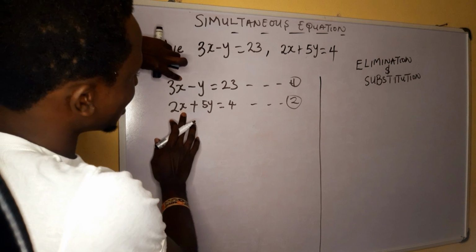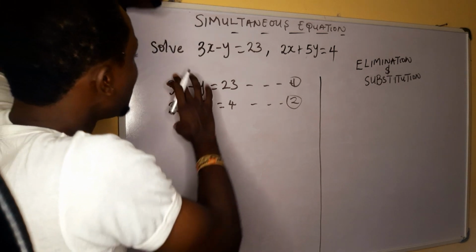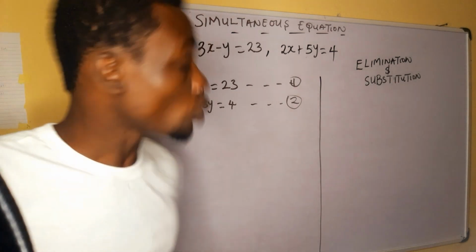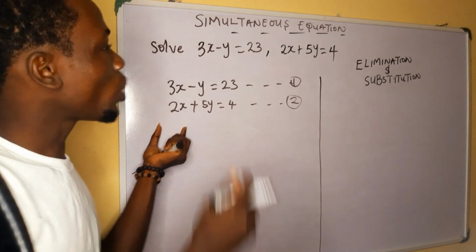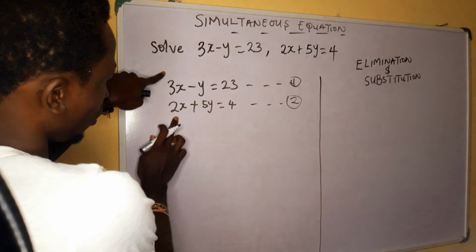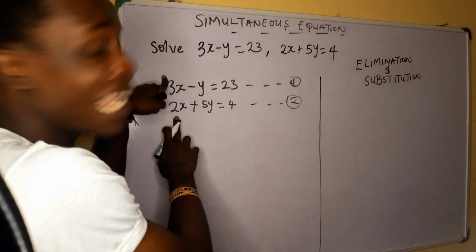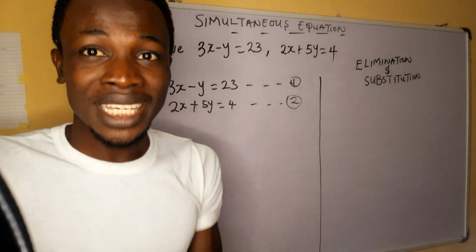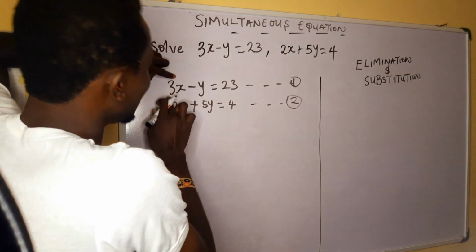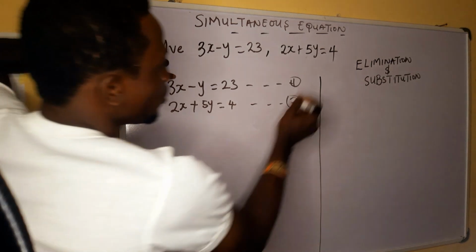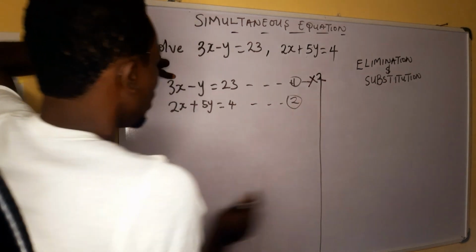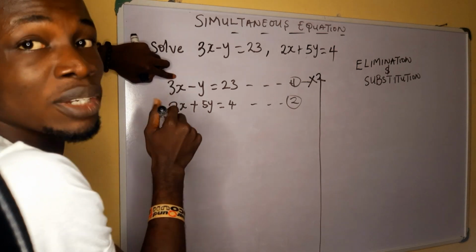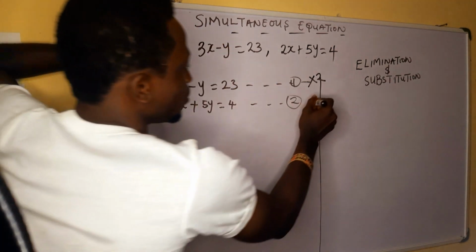If it's x that I want to affect, I have to make this x and this x have the same value. So what is the LCM of these two values? I'm going to find the LCM of 3 and 2, and that is 6. What will I multiply 3 by to give me 6? It is 2, so I'm going to multiply here by 2. What will I multiply 2 by to give me 6? It is 3, so I'm going to multiply here by 3.